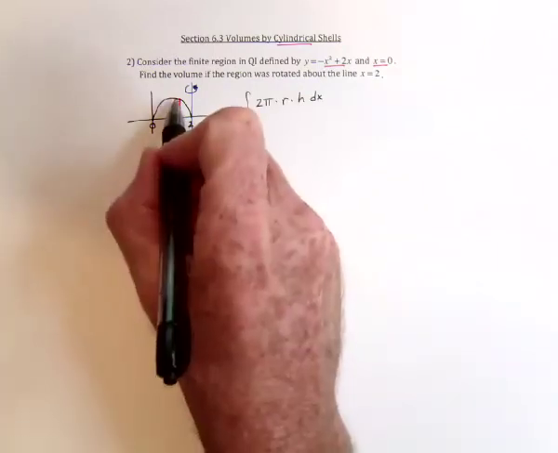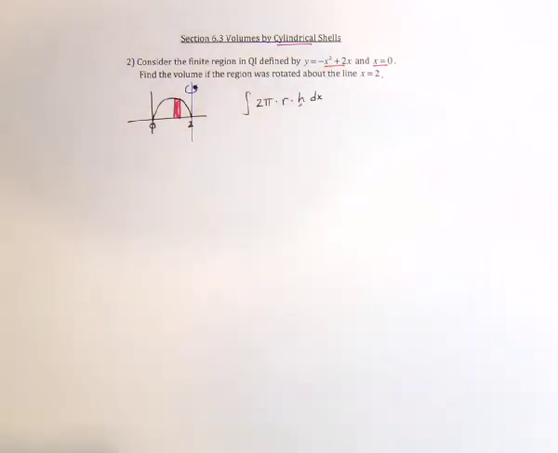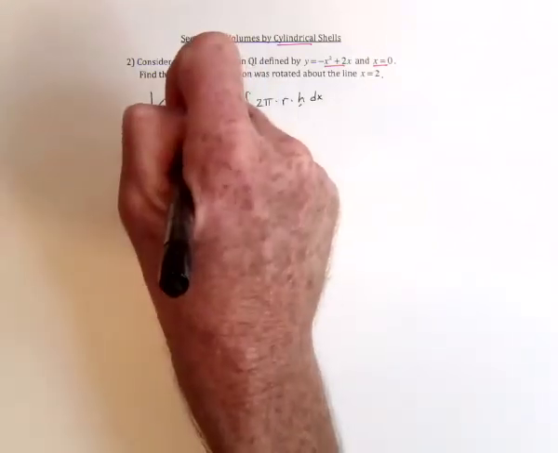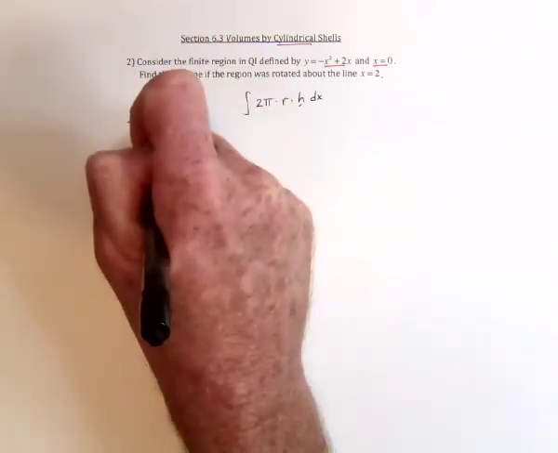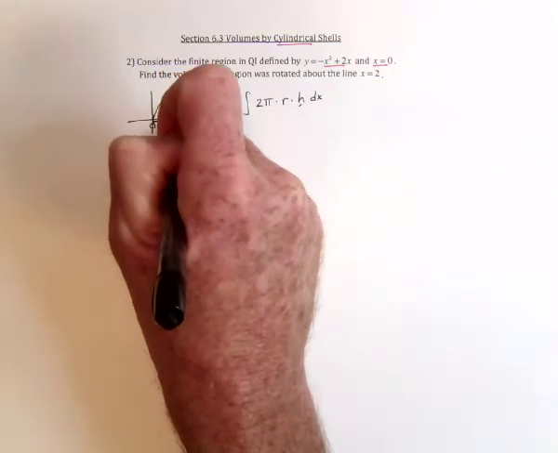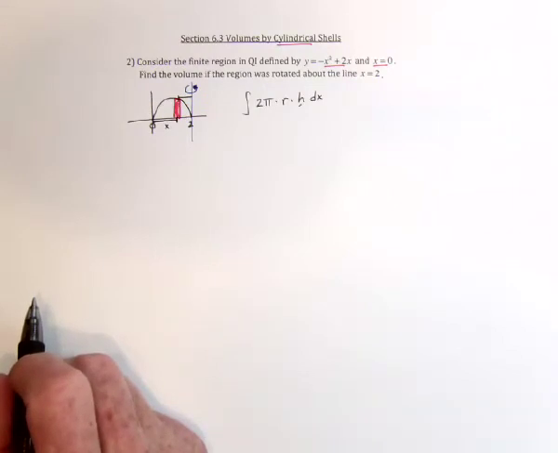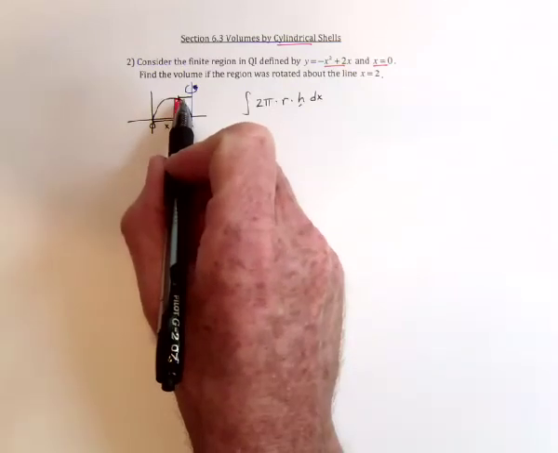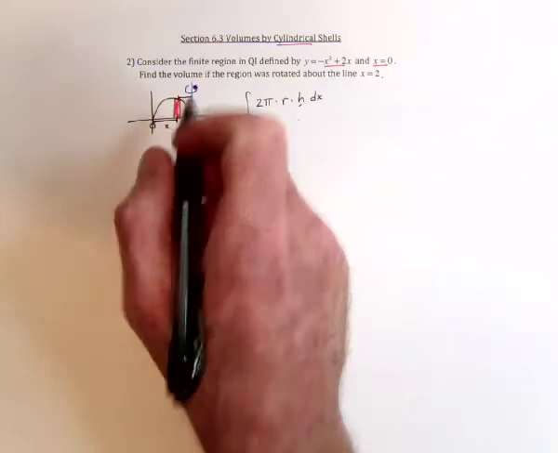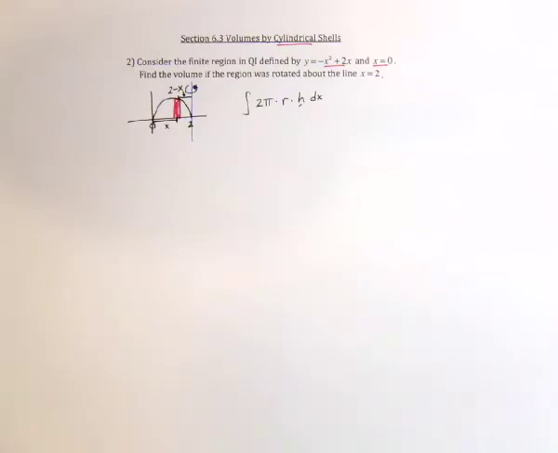So the height of this rectangle is given by the parabola. That's not a problem. The r has to go from the axis of rotation over to the rectangle. So if we were to go from this axis over to here, that would be a length of x, as x ranges from 0 to 2. And if you get all the way over here, that's a length of 2. So this side then would be 2 minus x for that length, or the radius.